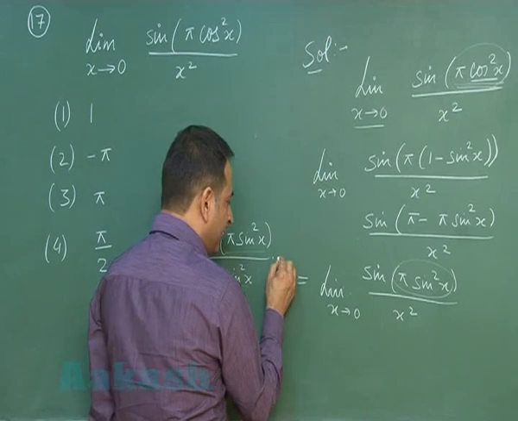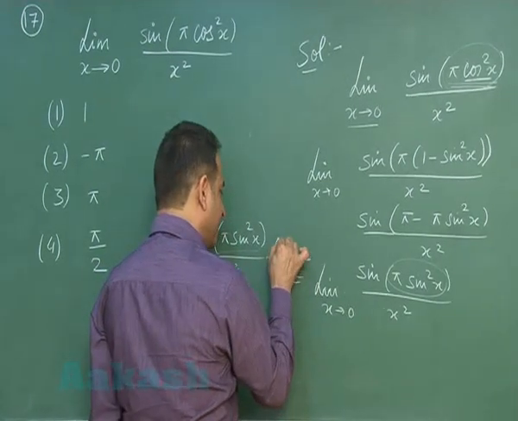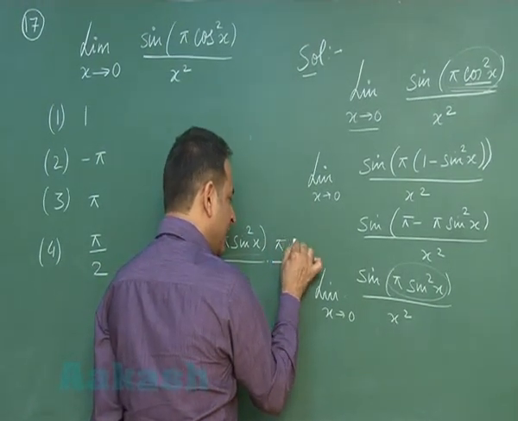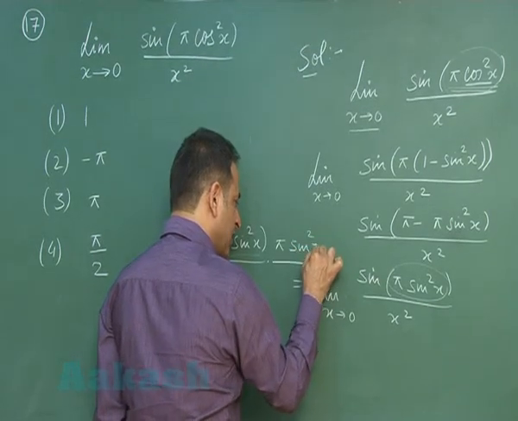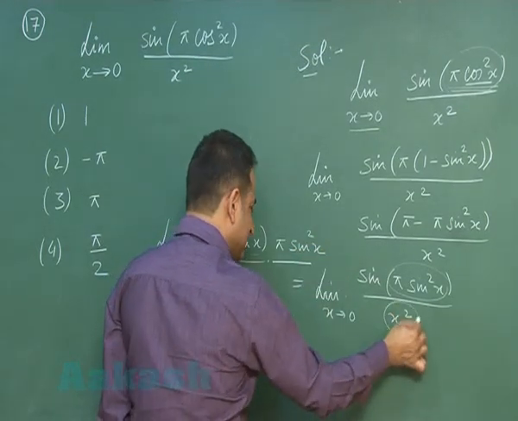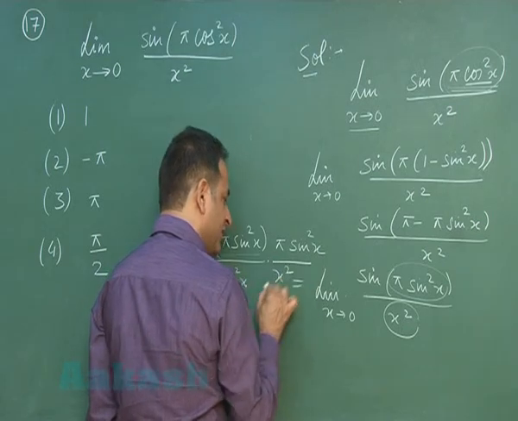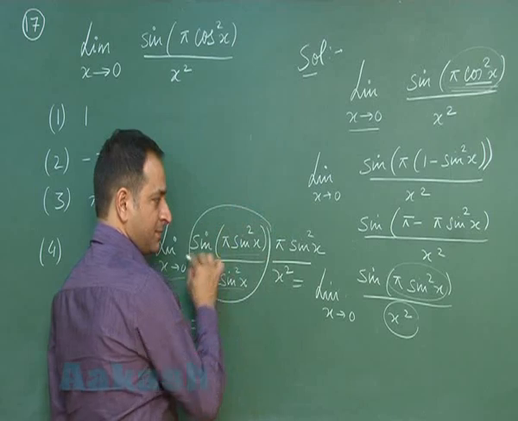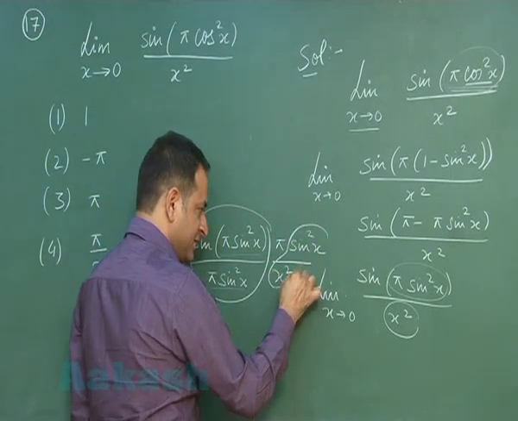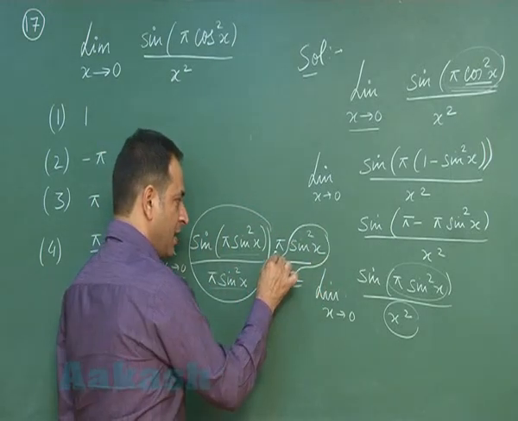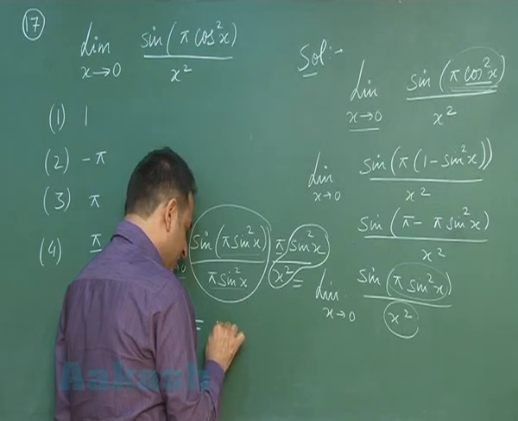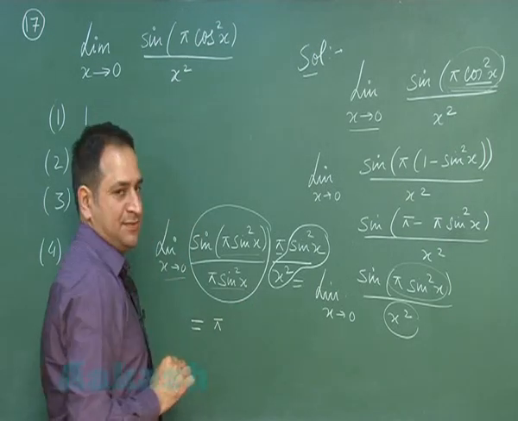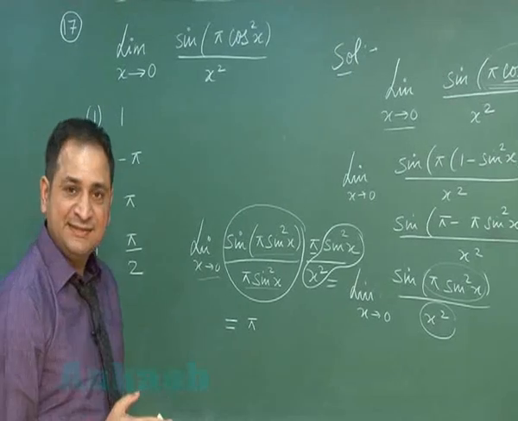Now what are the remaining terms we will be having here? We will be having pi into sine square x, and 1 by x square is also here for us. Now you can see this is tending to 1 and this 2 is tending to 1. We are only left with this pi. So this is the answer. You can see this is a very easy problem.